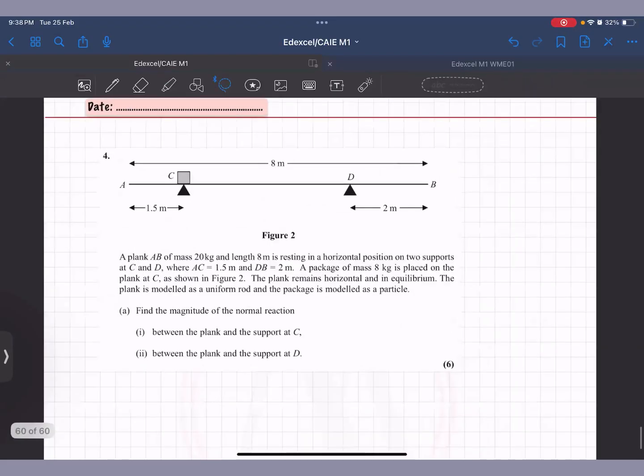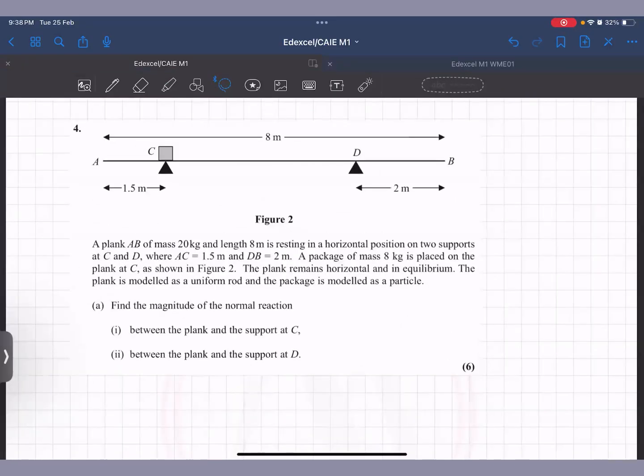A plank AB, mass 20 kg and length 8 meters, is resting on two supports C and D, where AC is 1.5 meters and DB is 2 meters. A package of mass 8 kilograms is placed on the plank at C. The plank remains horizontal and in equilibrium. The plank is modeled as a uniform rod and the package as a particle. Find the magnitude of the normal reaction between the plank and support C.